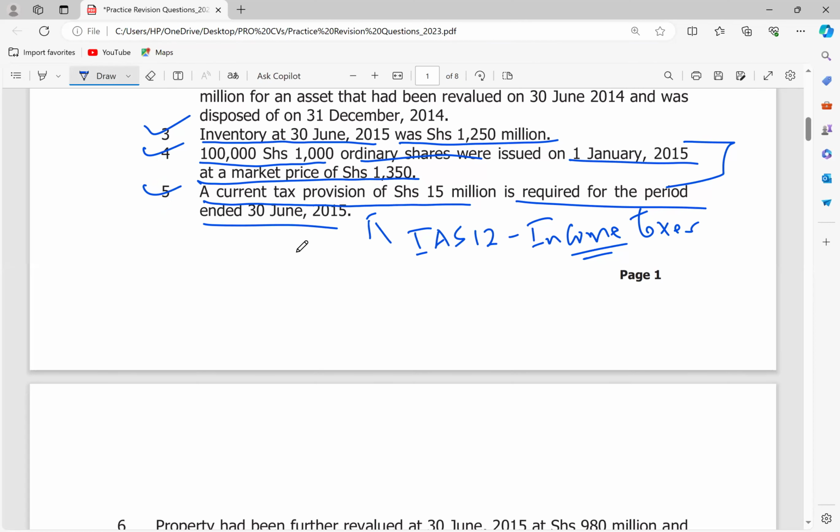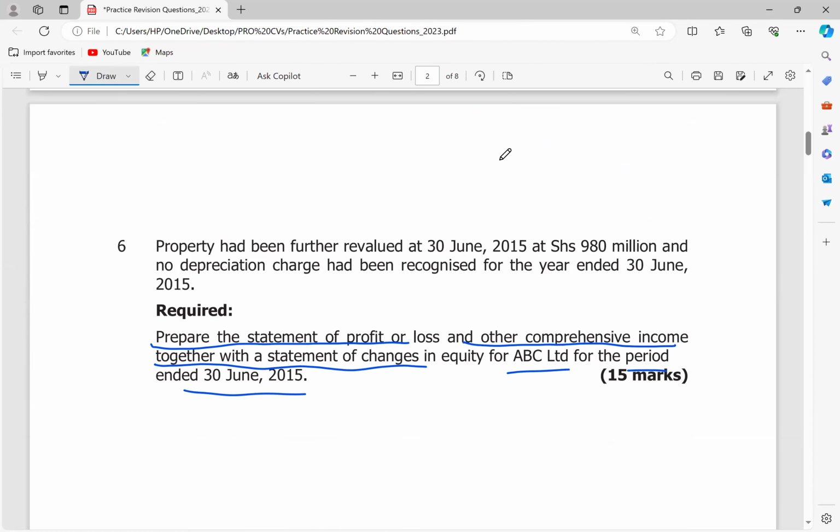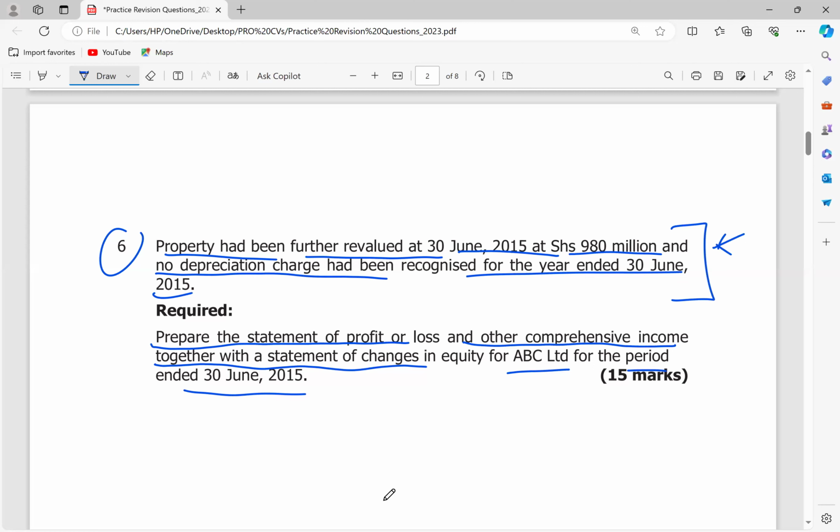I'll move to transaction number 6, which is our last one. And here we have property, which had been further revalued on 30th of June 2015 at 980 million, and no depreciation charge had been recognized for the year ended 30th of June. So indeed, this one will need some kind of adjustment and extra calculation.